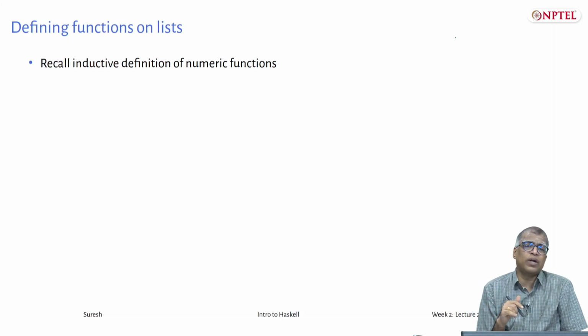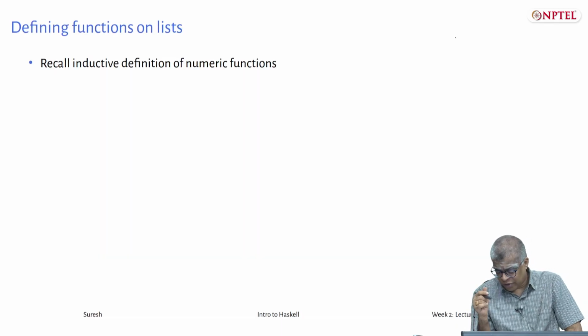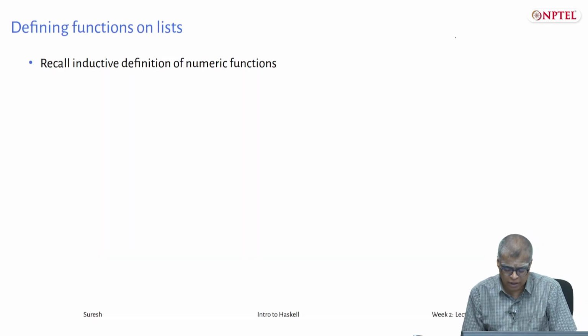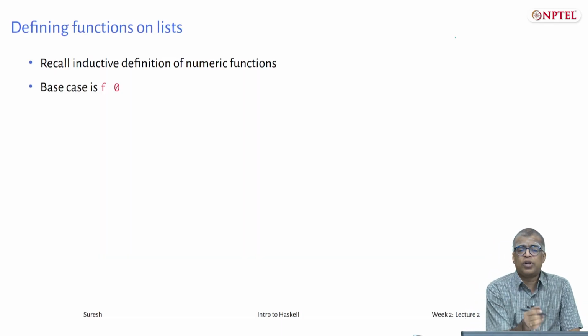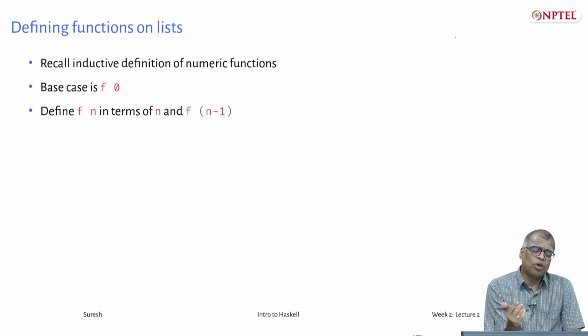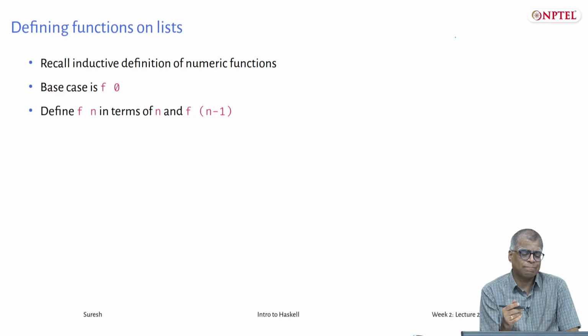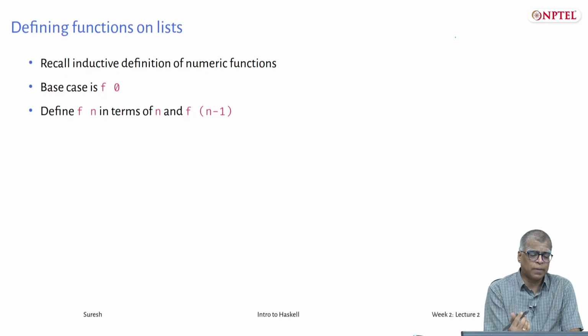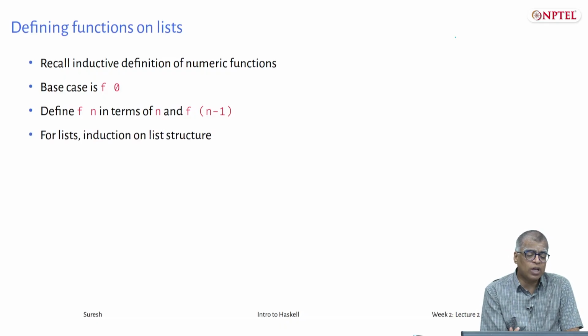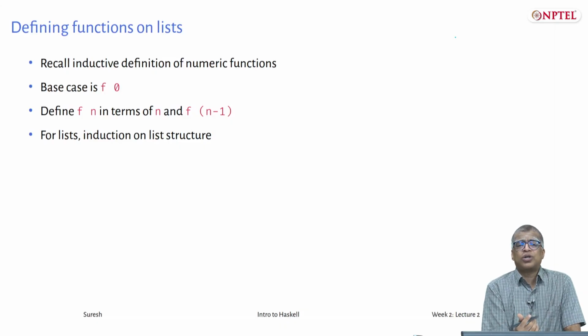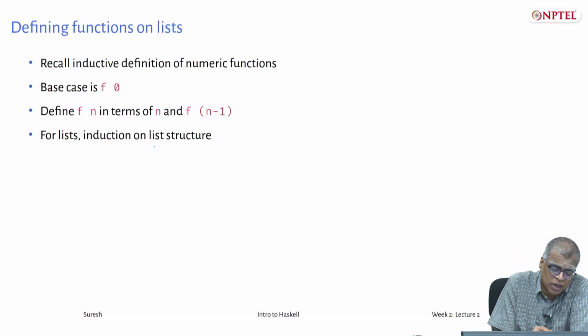Now let's look at how you can define functions on lists. Recall the inductive definition of numeric functions. You typically define the base case for 0, and then for general n you define f of n in terms of n and f of n minus 1, like factorial and so on. For lists, you have to do induction on the list structure. So this is important. It is called structural induction or structural recursion.